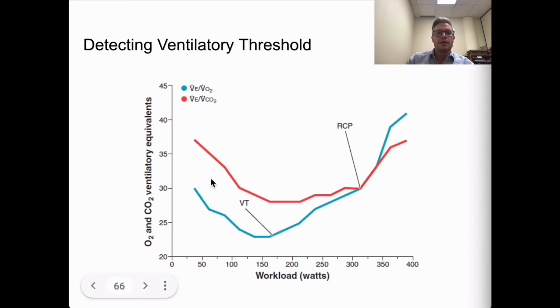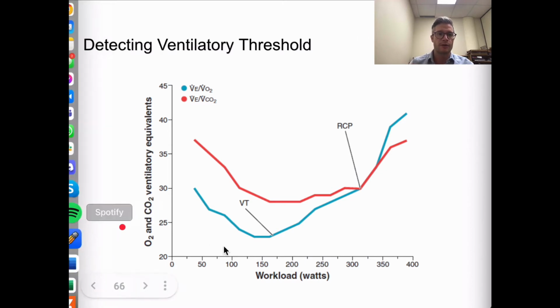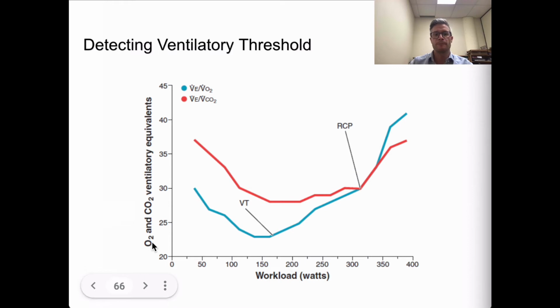Okay, so let's see what all of this and the previous slide look like on a graph. This again helps explain some of the previous things that we've discussed about our respiratory system. For example, we'll start off by looking at our O2, or oxygen ventilatory equivalent, here in the blue line, and workload here in watts.